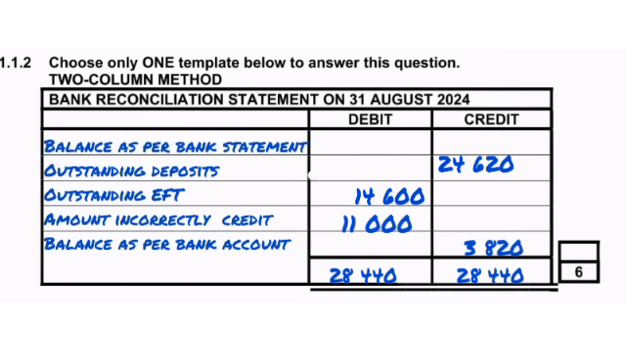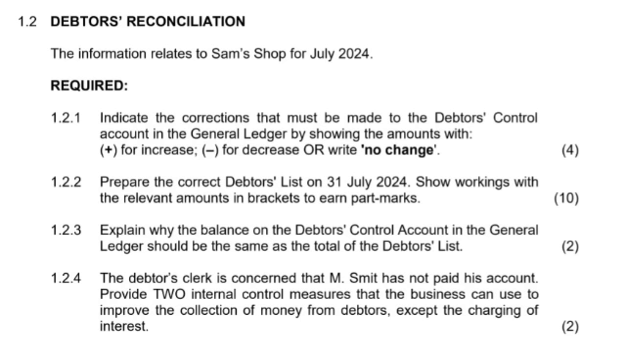My biggest column is on the credit side, so the credit side gives me 28,440, and because it has to be the same, I'm going to write it on the debit side as well. And because the debit side is not quite that amount, that means what's missing is my balance as per bank statement. So I'm going to take my 28,440 minus 11,000 minus 14,600. It gives me that amount at the top.